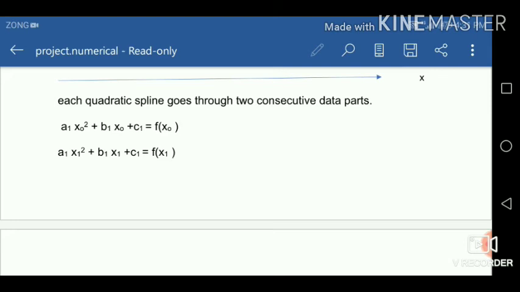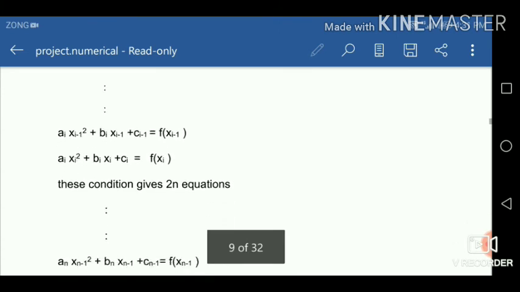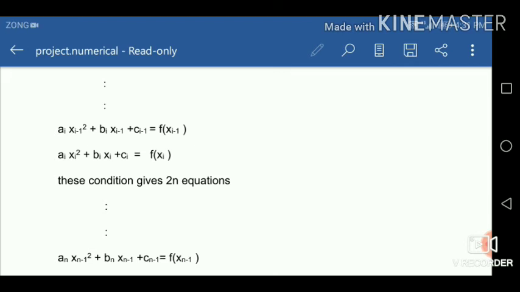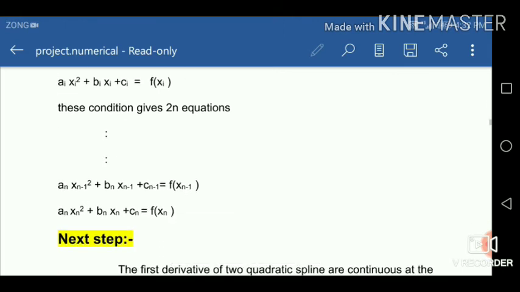As we know that every quadratic spline goes through two consecutive data points, the first spline is described as a1 x0² + b1 x0 + c1 = f(x0), and a1 x1² + b1 x1 + c1 = f(x1), and continuing, ai xi−1² + bi xi−1 + ci = f(xi−1), and ai xi² + bi xi + ci = f(xi). These conditions give us 2n equations, and the last ones are an xn−1² + bn xn−1 + cn = f(xn−1), and an xn² + bn xn + cn = f(xn).